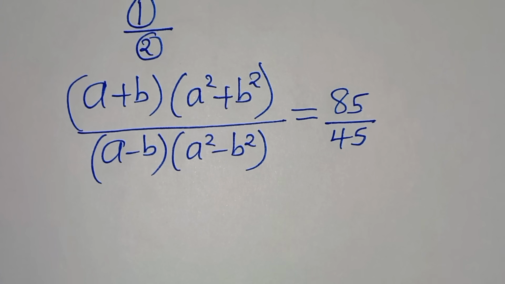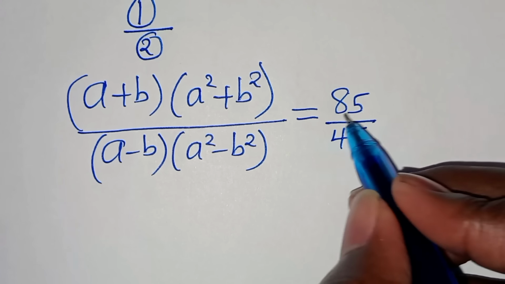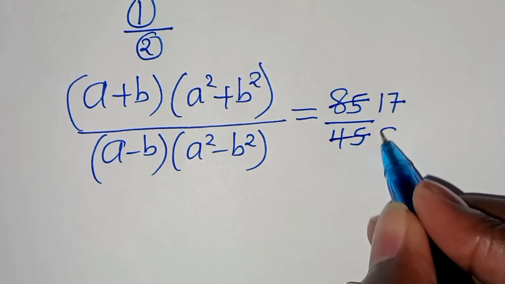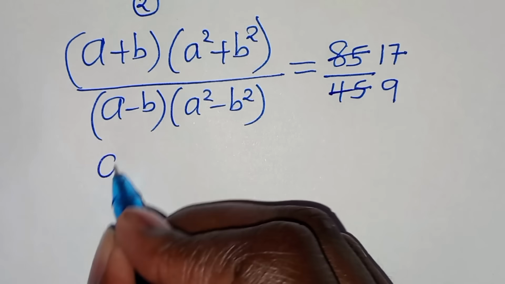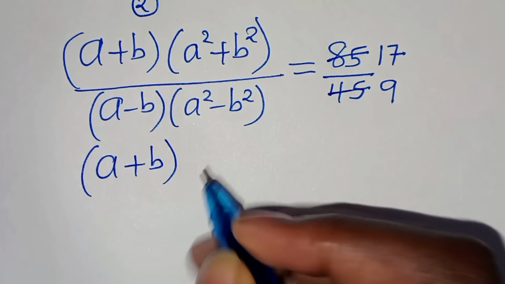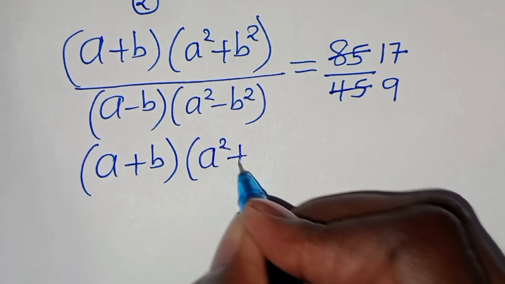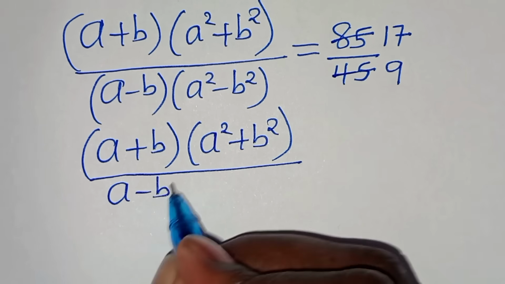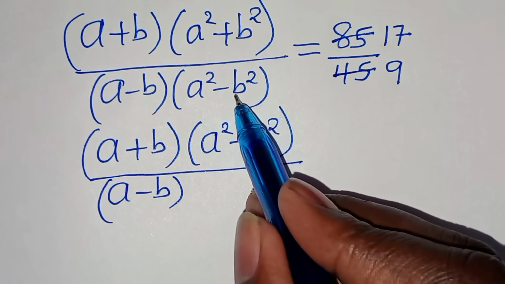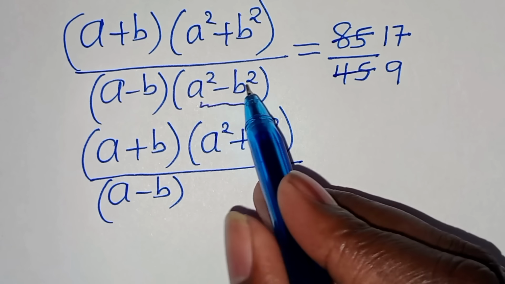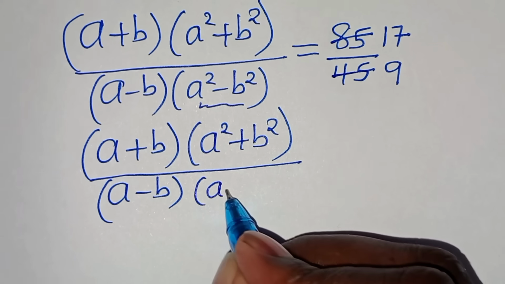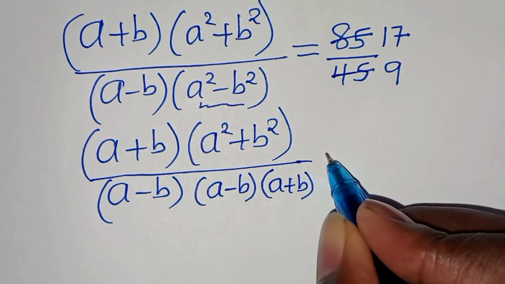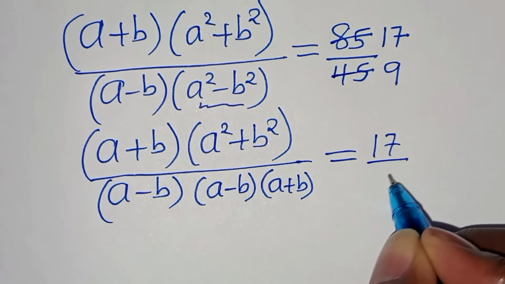Now, the next step is we can simplify 85 and 45 here. 85 divided by 5 is 17, and 45 divided by 5 is equal to 9. So we have (a + b) multiplied by (a² + b²) divided by (a − b) times (a² − b²). This is the difference of two perfect squares that we can express as (a − b) multiplied by (a + b). This is equal to 17 over 9.